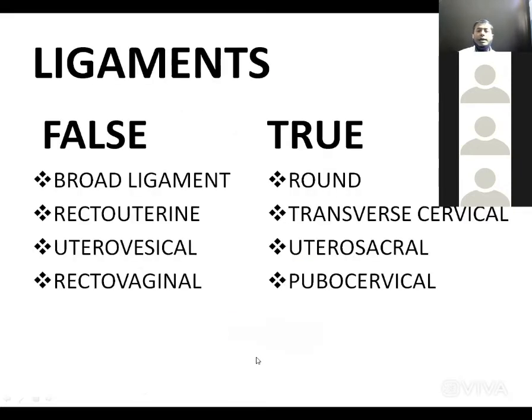Now coming to the ligaments, the peritoneal folds or the fibromuscular bands. The ligaments related with the uterus are divided into two main types, the false ligament and the true ligament. False ligaments are nothing but the peritoneal folds, whereas the true ligaments are nothing but the fibromuscular bands.